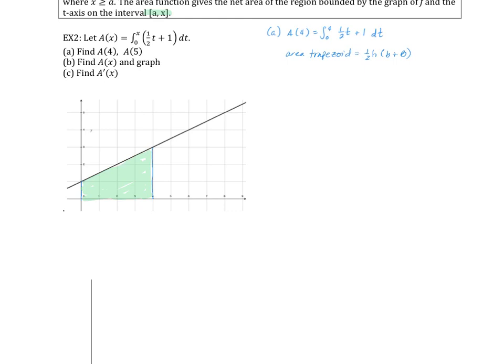Looking at this drawing, if you turn this image onto its side, the height is actually 4. This piece here is the smaller base of 1, and then we have the larger base of 3. So A of 4 is going to be equal to the area of this trapezoid, which would be 1/2 times the height of 4, and then the smaller base is 1 plus the larger base of 3. And that just gives us 8.